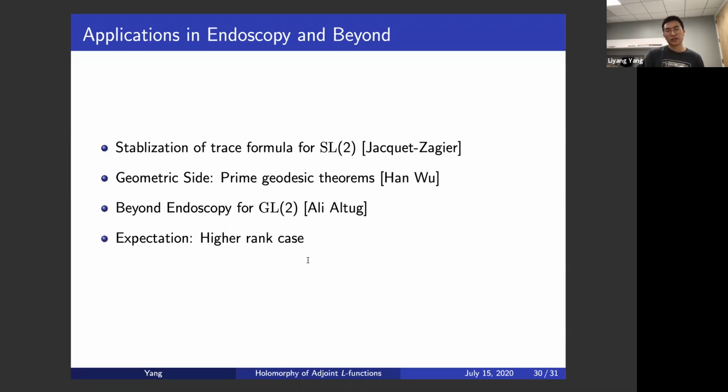So in principle, this might simplify things, or might even work for the higher rank case. And Yannis Sakellaridis told me last year that T and Chen Wan are working on the higher rank case using the Jacquet-Zagier trace formula, and I hope they will make it.